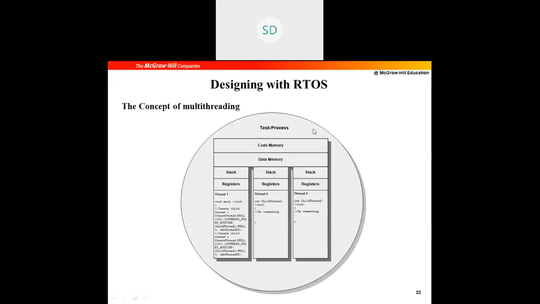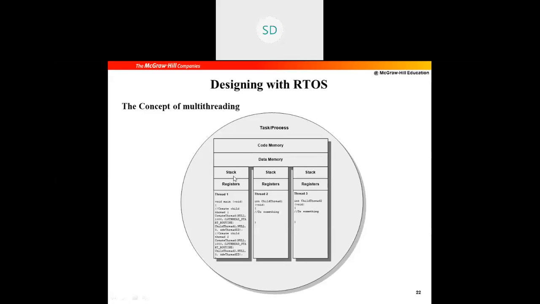As we have seen, whenever a process comes for execution, a particular memory will be allotted for it: the code memory, the data memory, as well as the stack memory. Along with that, various working registers will be allocated for that process. Now, inside a process, we can have various threads. You can observe here, this is a single process. Under the single process, we can have n number of threads in order to complete the execution of that process itself.